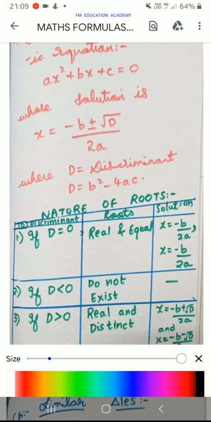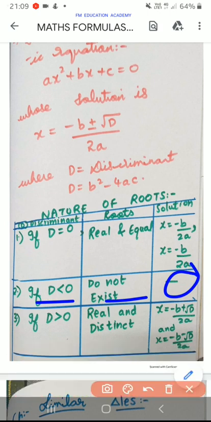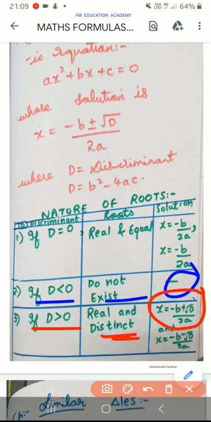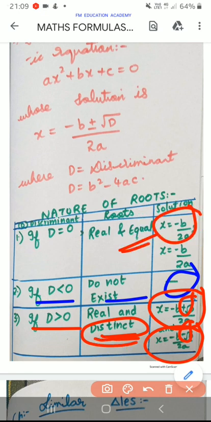Then we have, if d is less than 0, the roots do not exist and we don't get any solution. Then if d is greater than 0, we have roots that are real and distinct. Distinct means different, and the values will be x is equal to minus b plus root d by 2a and x is equal to minus b minus root d by 2a. Observe the difference. Here we have plus, here we have minus, because both the roots are different. But here the roots are equal, so both are minus and minus.